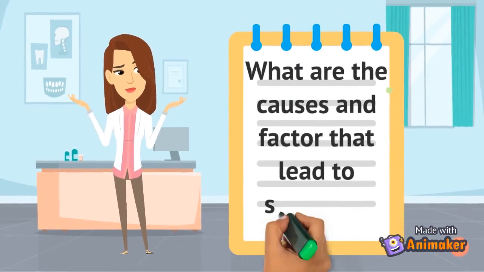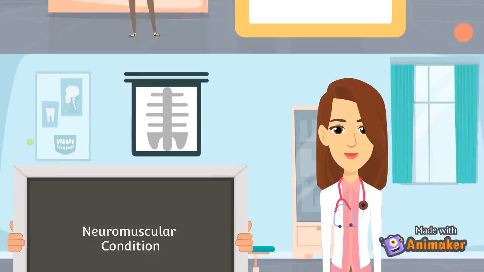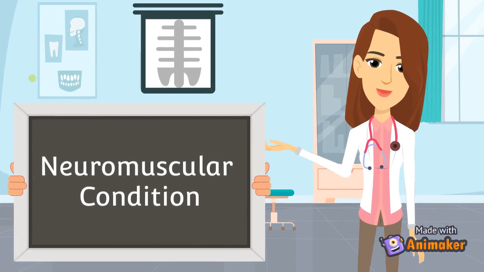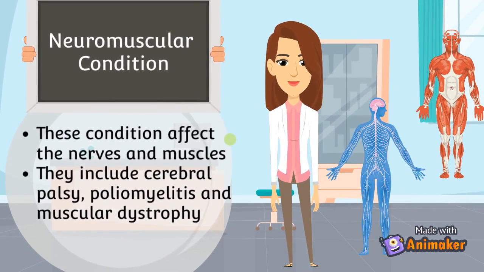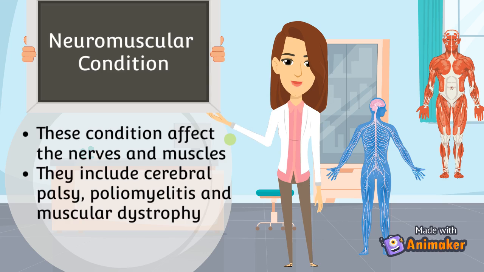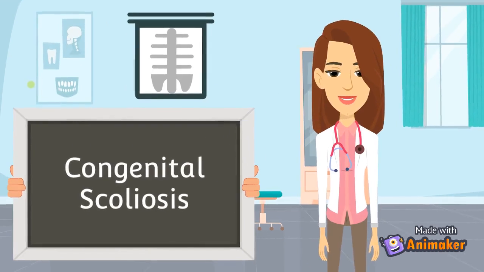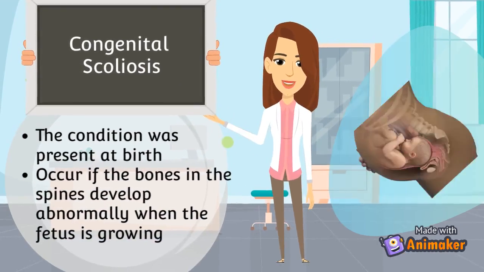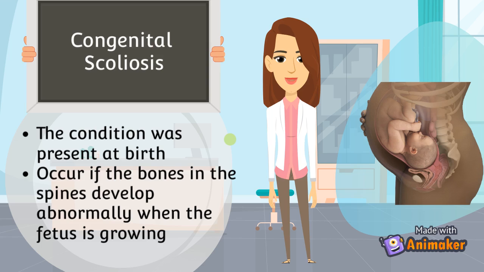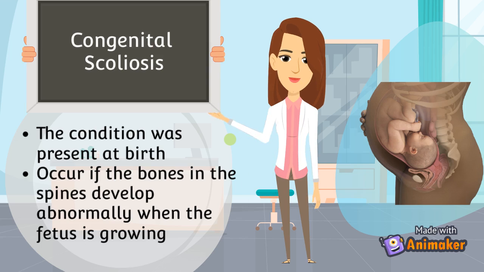What are the causes and factors that lead to scoliosis? Neuromuscular conditions. These conditions affect the nerves and muscles. They include cerebral palsy, poliomyelitis, and muscular dystrophy. Congenital scoliosis. This condition is present at birth and occurs if the bones in the spine develop abnormally while the fetus is growing.